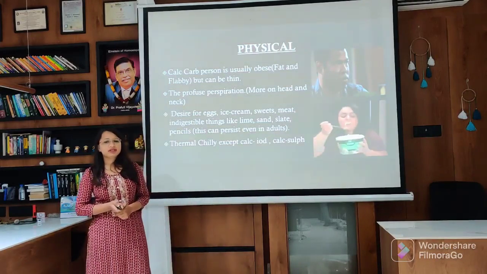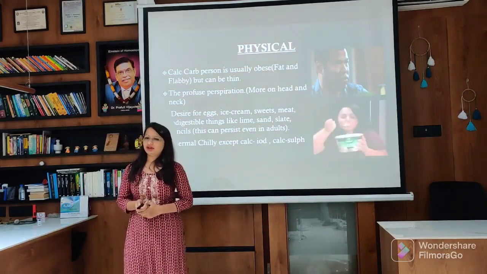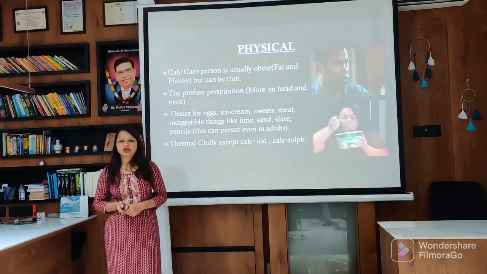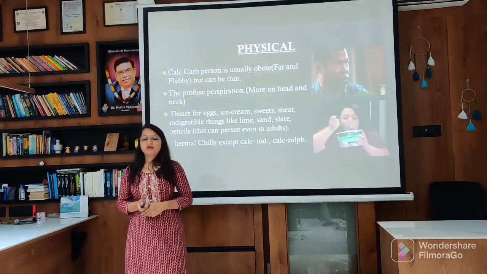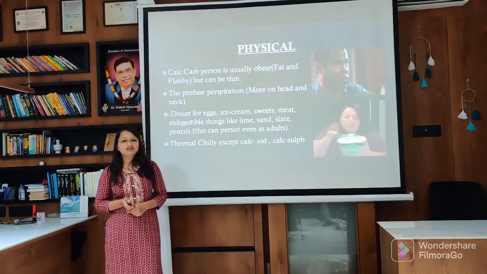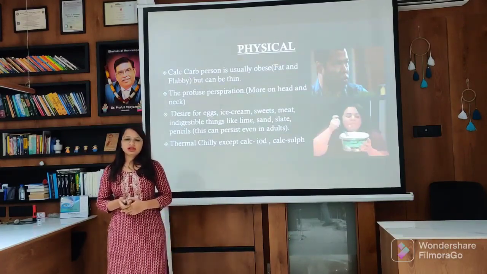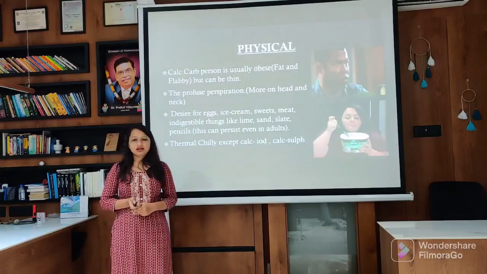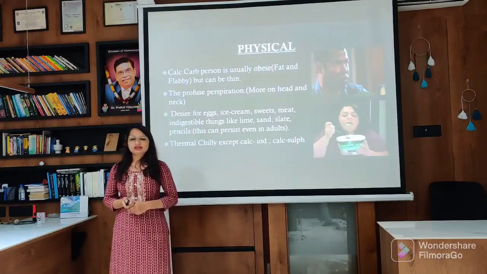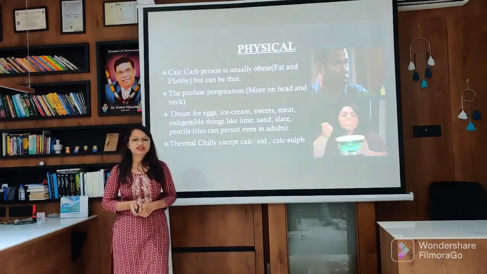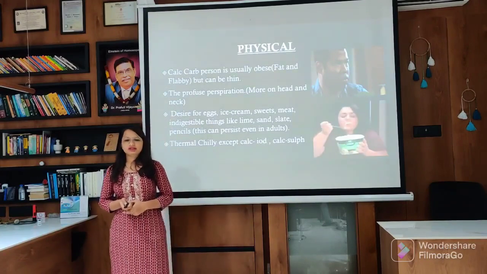Physicals: the Calcarea person is usually obese, fat and flabby, but can be thin. Profuse perspiration, more on the head and neck. Desire for eggs, ice cream, sweets, meat, and indigestible things like lime, sand, slate, pencil. This persists in the adult too. Thermal: chilly, except Calcarea iodata and Calcarea sulphurica.